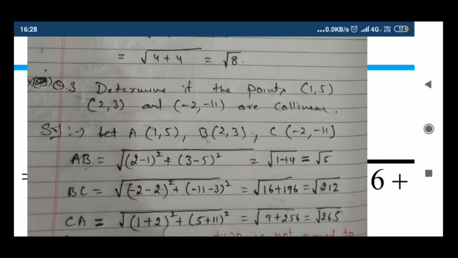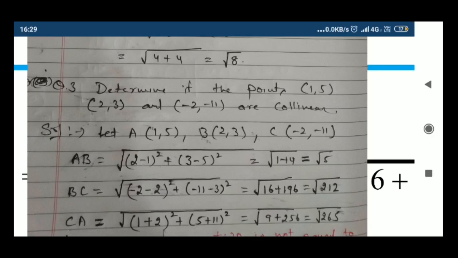But in the third question, what they have given is: determine if the points (1, 5), (2, 3) and (-2, -11) are collinear. Here we will check whether all these points lie in a straight line. For this we have to prove that the sum of any two sides is equal to the third side. If the sum of two sides is not equal to the third side, we will say these points are not collinear. If the sum of two sides is equal to the third side, we will say the given points are collinear. Now, in the first step, let us suppose the coordinates of A (1, 5), B (2, 3) and C (-2, -11).